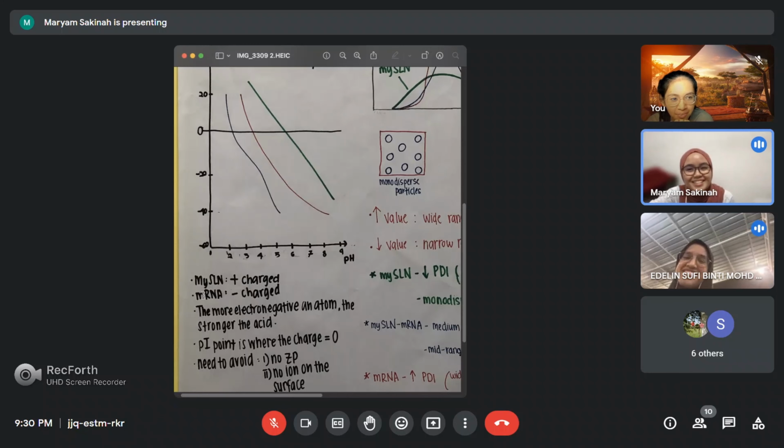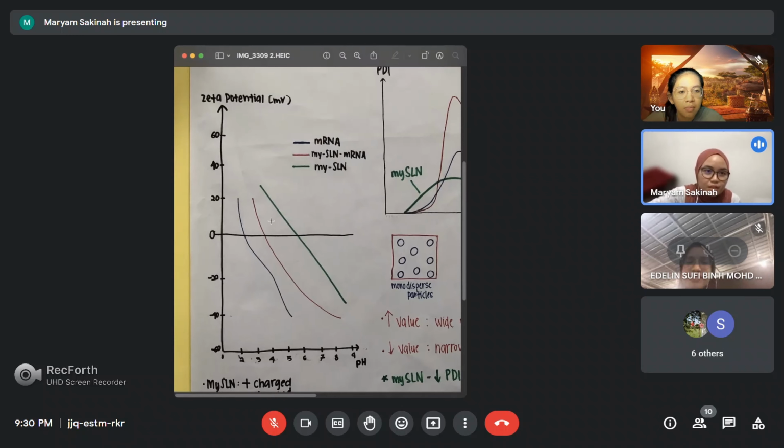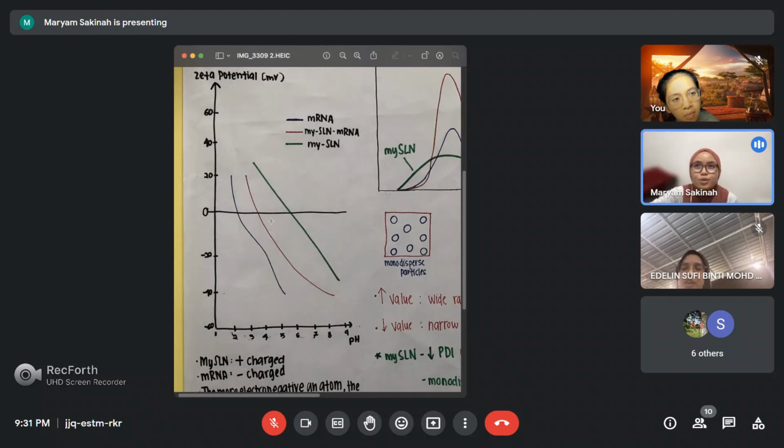Okay, for nanoparticle materials, if we want to classify the components as stable or non-stable, we have to look at the voltage value. If the zeta potential value is positive 30 mV and above, or negative 30 mV and below, it is considered stable. The range between negative 30 and positive 30 will be considered non-stable because it will easily agglomerate and disperse. Okay, thank you.